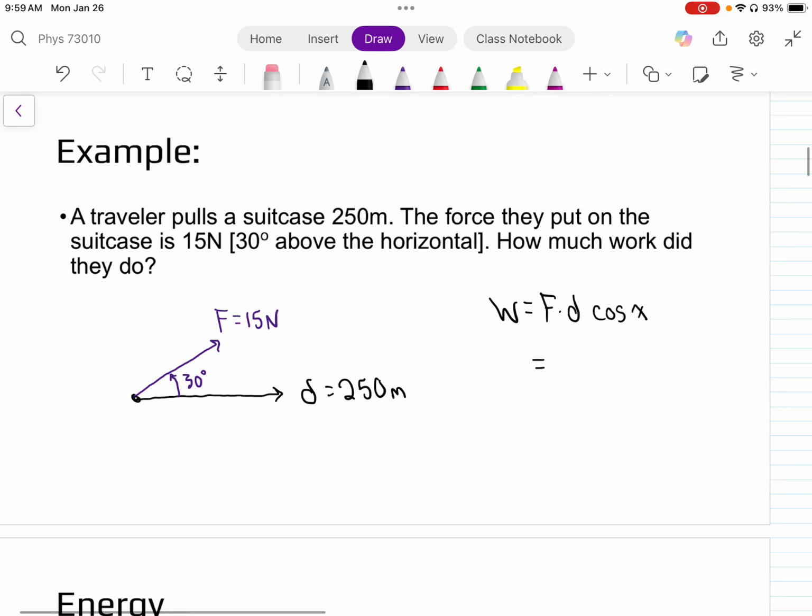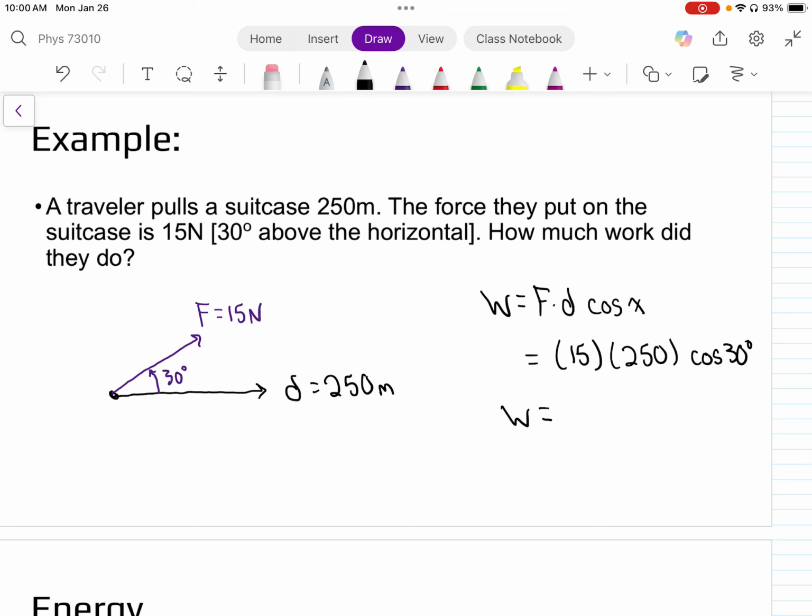The force is 15. The D is 250. And then we have to multiply that by the cosine of 30. So I'm going to get my calculator out and double check it. I'm getting 3,248. That turns into those cool units of joules.